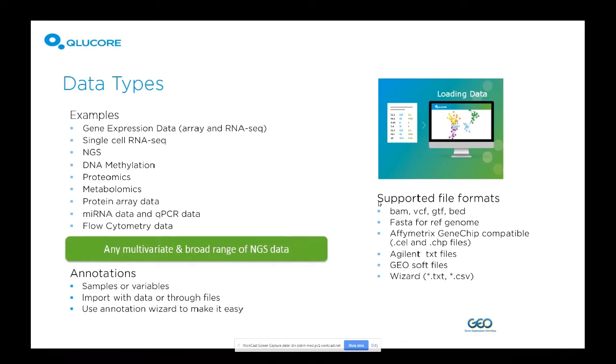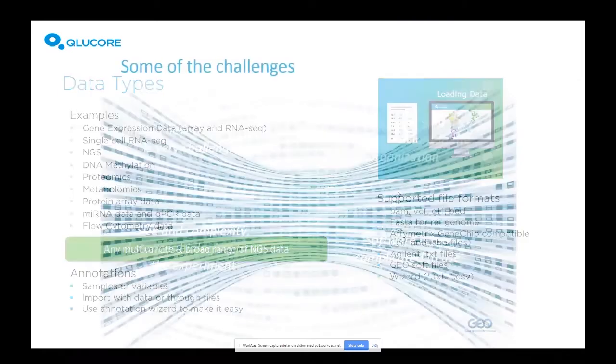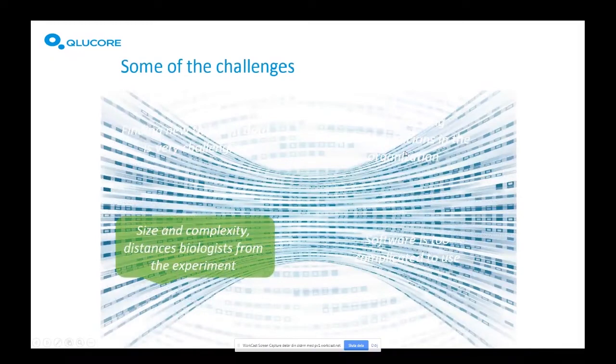As you can imagine, users work with many types of data. It spans from multivariate data from a broad range of experiments to NGS data. The lists here on the slide give you an overview of the opportunities, but it's not limited to these. In addition to the experimental data that you have measured, annotations and clinical information can easily be imported and used. You will see examples of that later on.